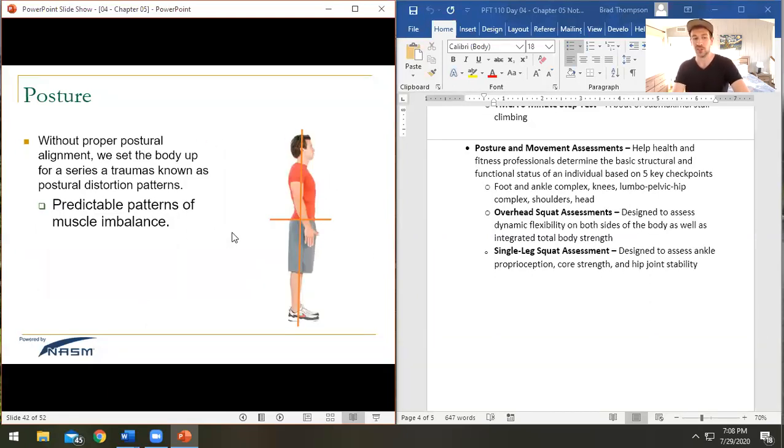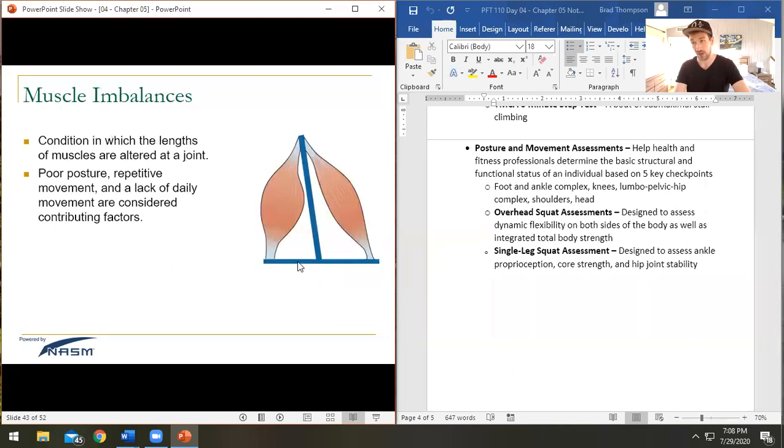So when we see alterations in posture, we start to see some pretty predictable muscle imbalances, right? So this is pretty darn good posture right here. This is optimal alignment. His hips are level, his ear is in line with his shoulder, which is in line with his pelvis, which is in line with his ankle. Excellent posture. When we see alterations in that, like shoulder rounding, for instance, or a forward head posture.